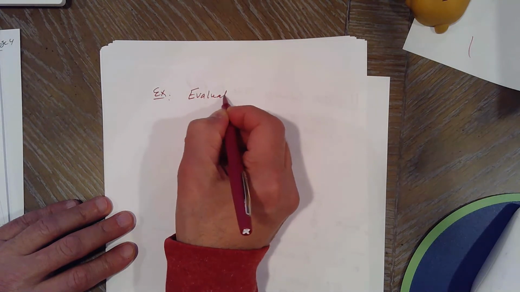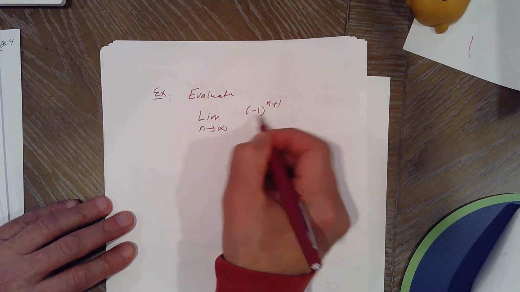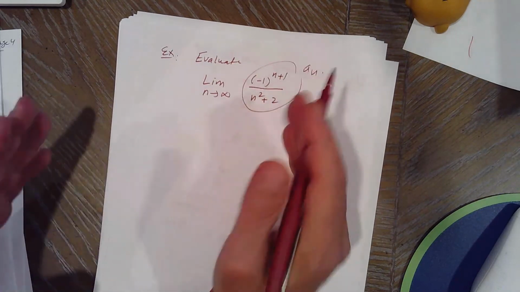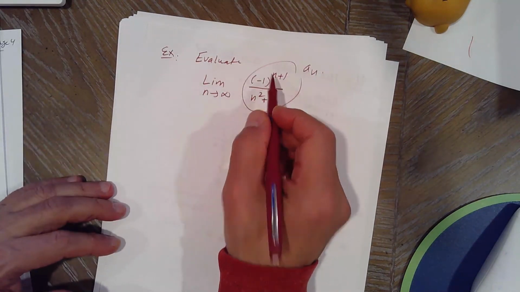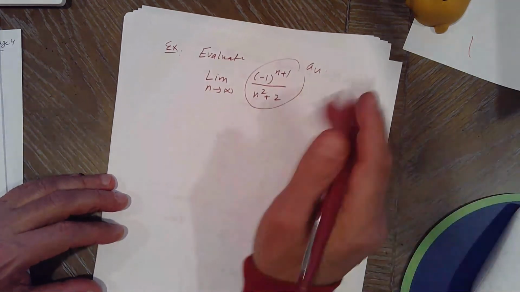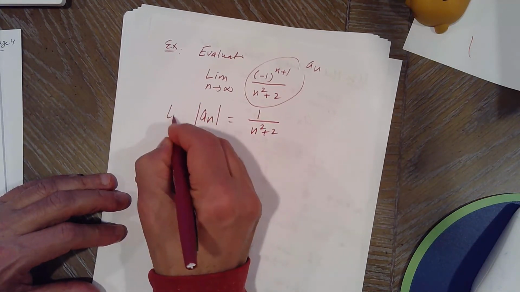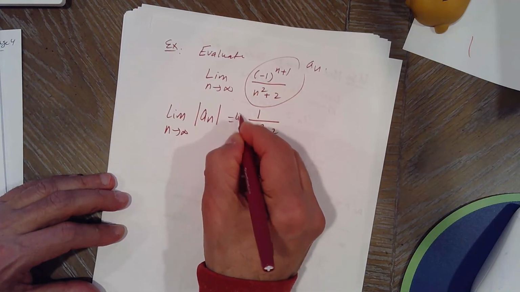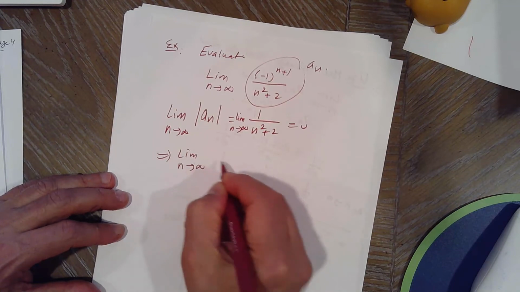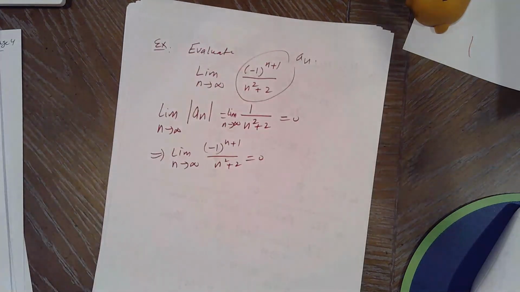Evaluate the limit as n goes to infinity of (-1)^n over n squared plus 2. So this is a_n. If I do the absolute value, because when n is 1 it's minus, when n is 2 it's plus, so it's going to be plus minus. To avoid that, we take the absolute value. That's going to be 1 over n squared plus 2. If you do the limit as n goes to infinity, you get 0, so that means the limit as n goes to infinity of a_n is also 0. Okay.